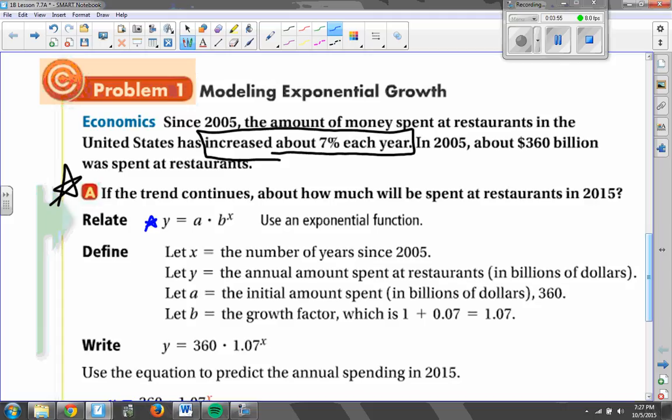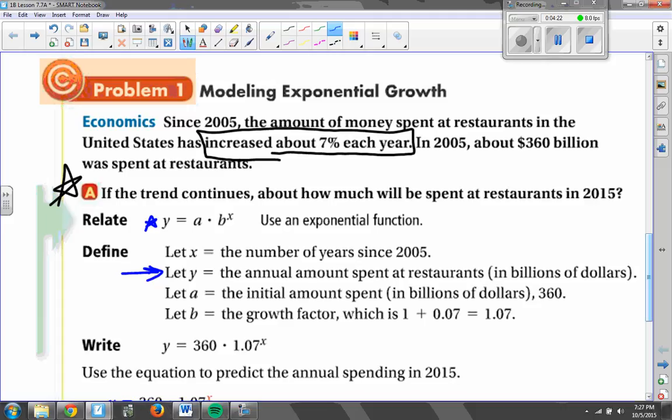They tell us to let x be the number of years that have gone by. Okay, because we keep adding more and more every year, so year after year after year. That's our x number, the number of years since 2005. They say to let y, which is going to be our answer number, what we get out of this equation, let that be the annual amount spent at restaurants. So that's how much money we're spending at restaurants.